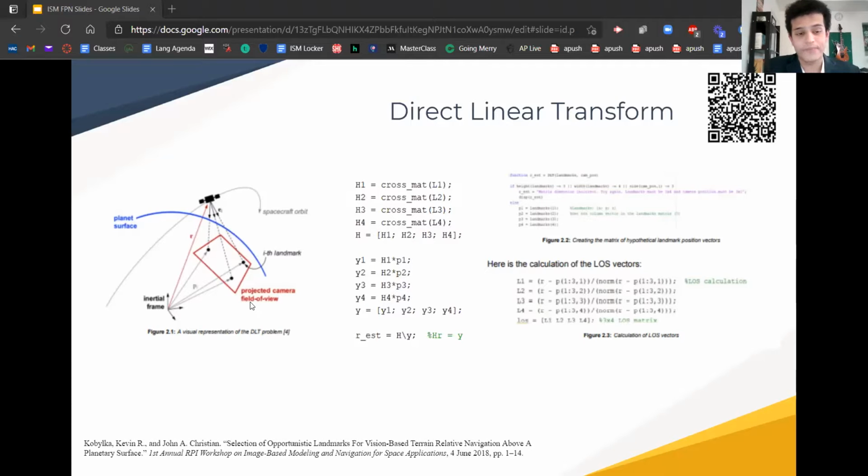On the right is the MATLAB script that I wrote to carry out this direct linear transform. We create a linear model, just vectors, and these L1, L2, L3, L4 are four line of sight vectors. We stack them onto a matrix, and we are using something called a cross matrix. On each of those line of sight vectors, we stack them onto another matrix, which is the H matrix, and using that H matrix, we can create a linear model that gives us our estimated R value. So that is our estimated position for our satellite.